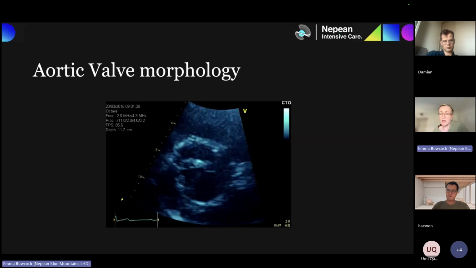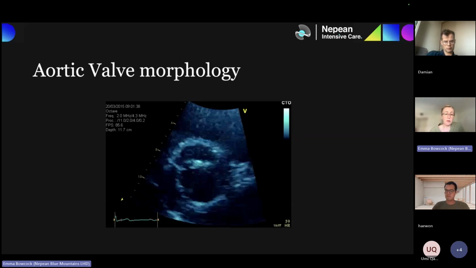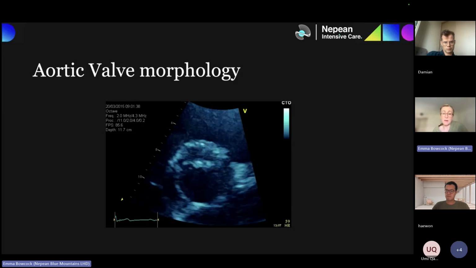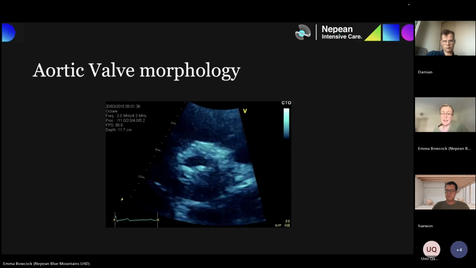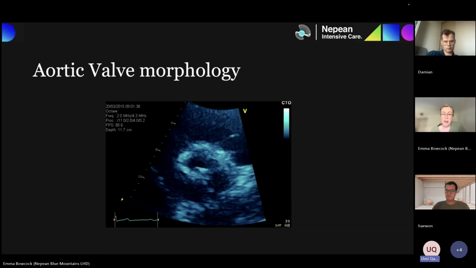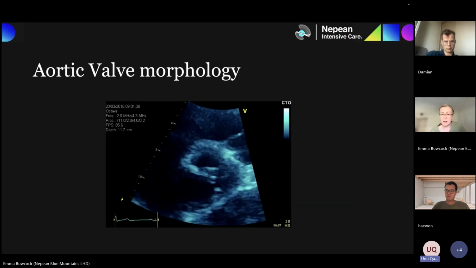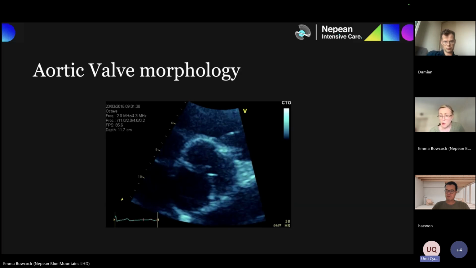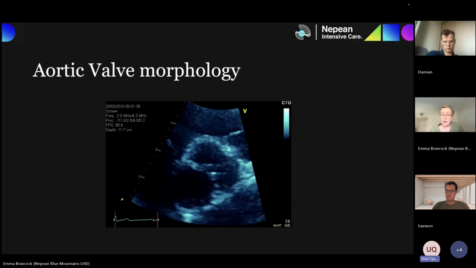Yeah, very nice, Umi. So what would you say about this valve then? What do you think it is? It looks like it's bicuspid, but I think it's really morphologically bicuspid. It's probably a fusion of the raphe, depending on TOE versus transthoracic to decide what kind of raphe.